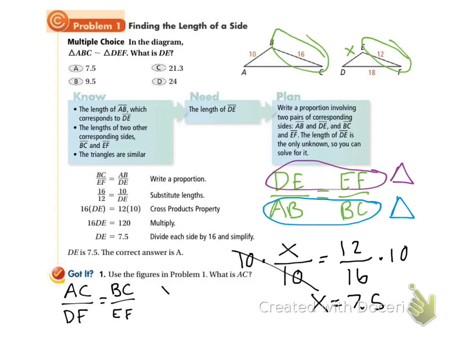Okay, I don't know what AC is, so that's X. DF is 18. BC is 16. And EF is 12. Again, I don't need to cross multiply. I can cross multiply, or my shortcut, I can just multiply by 18 since my X is on the top. 16 divided by 12 gives me 1.3 repeating times 18. X equals 24. So side AC is 24.